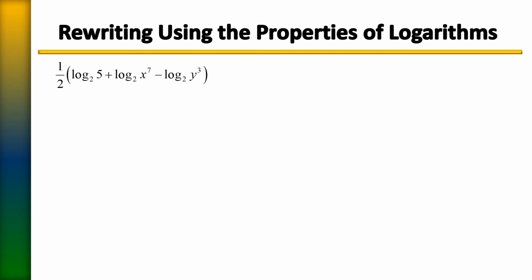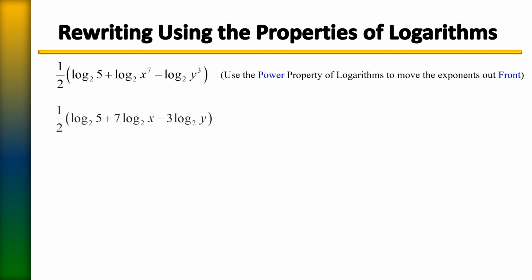Our next step now is we're going to focus our attention on these exponents. We have two exponents here. We have an exponent of 7 for the second log, and for the third log we have an exponent of 3. We can go ahead and use the power rule and move them out front of their log. So there you have it.